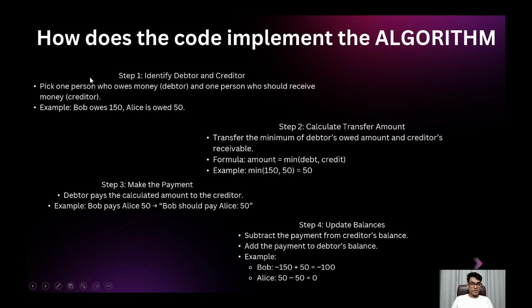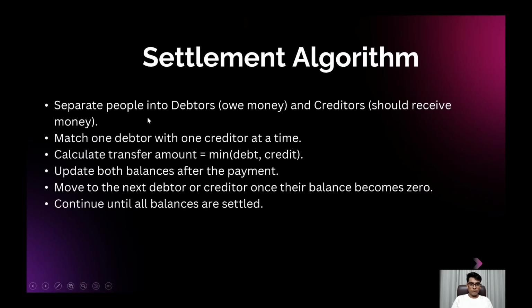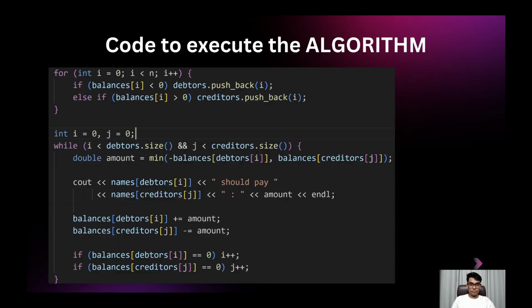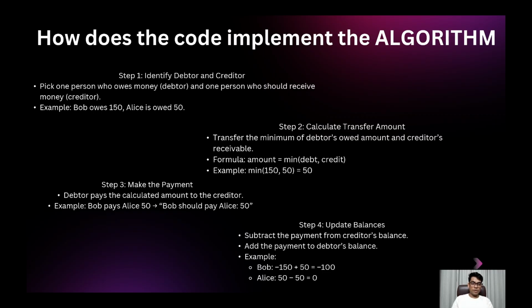Identify the debtor and creditor. Yes, we identified them. Like Bob owes 150 and Alice is owed 50. As we clearly see, Bob was at negative 150 and Alice was at plus 50. Therefore, Bob has to pay 150 to someone. We don't know who that is. And Alice has to get back 50 from someone. We don't know who that is. Then I have to calculate the transfer amount. So like Bob pays 150 and Alice gets back 50.